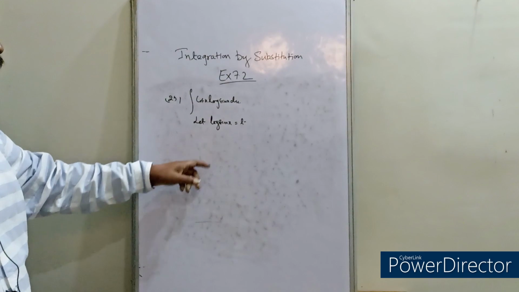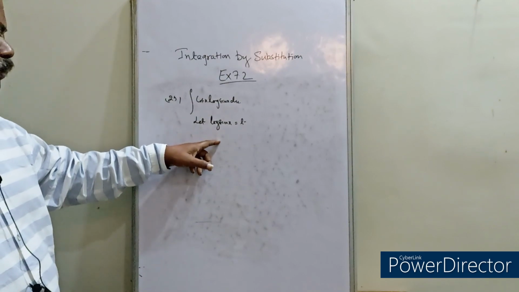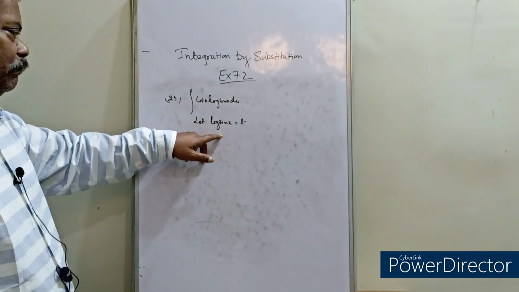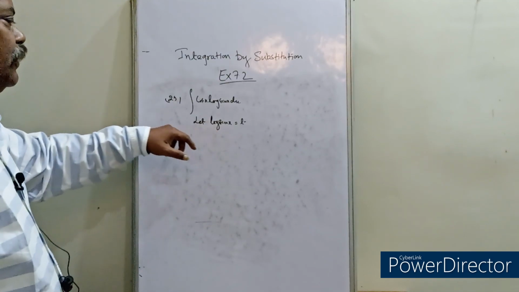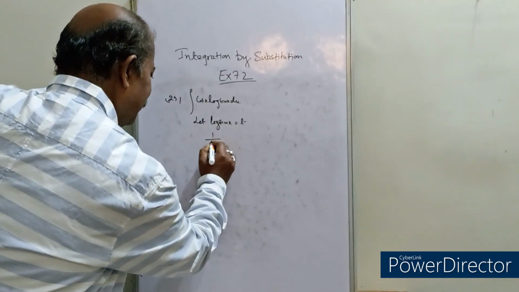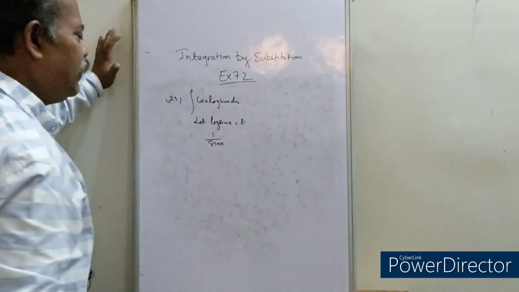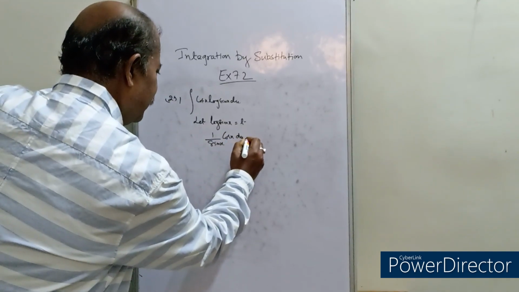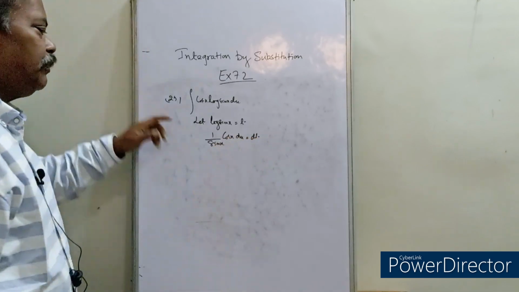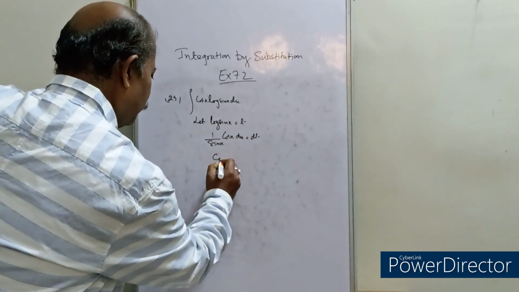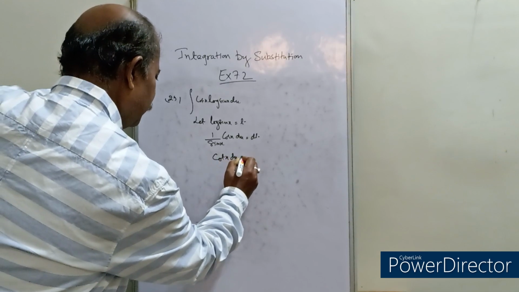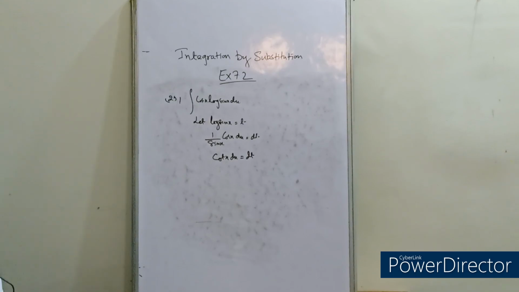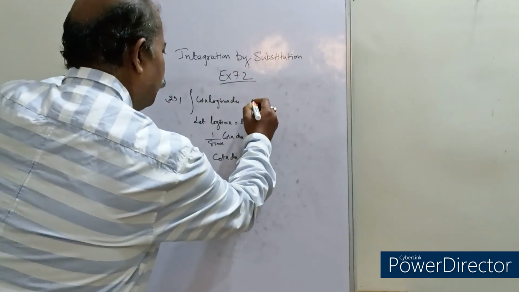Now here we are going to apply the chain rule in differentiation. When I apply the chain rule, the differentiation of log sin x will be 1 by sin x, and the differentiation of sin x will be cos x. So cot x dx is equal to dt. Here cot x is available to you, and the integration now becomes very easy.